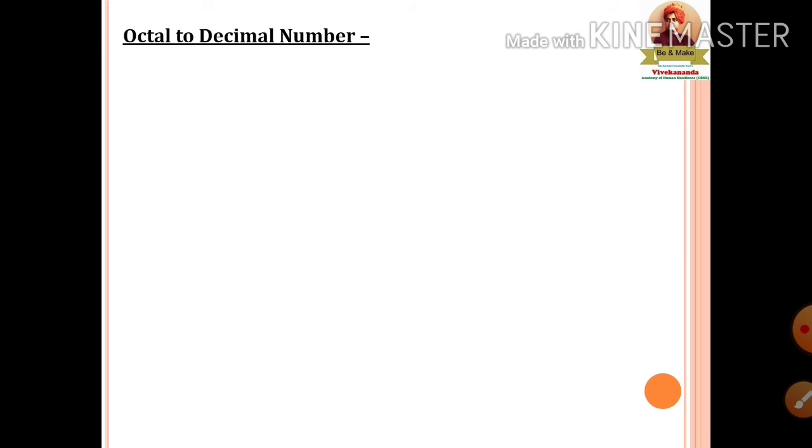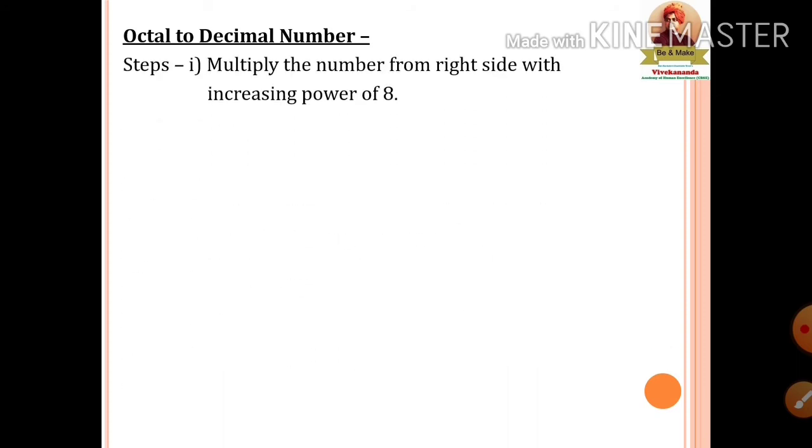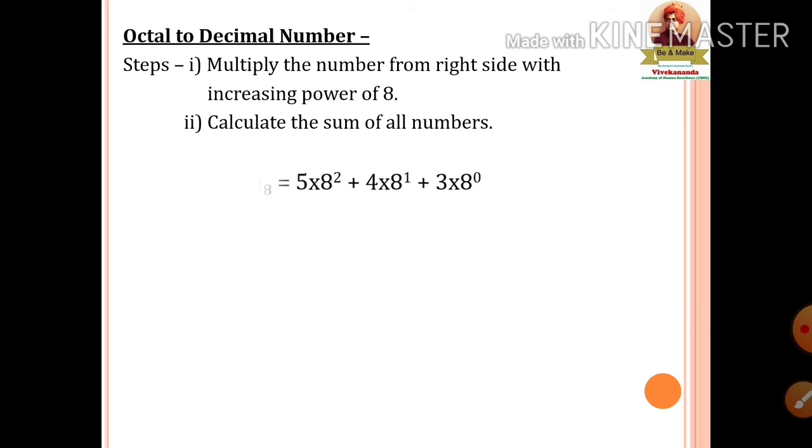Now moving further, the conversion from octal to decimal number system. To convert any octal number to decimal number system, we are going to multiply the number from right side with the increasing power of 8, and we are going to calculate the sum of all the numbers. So let us consider the example 543 from the octal number system.